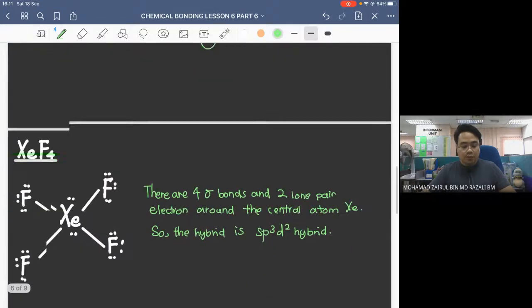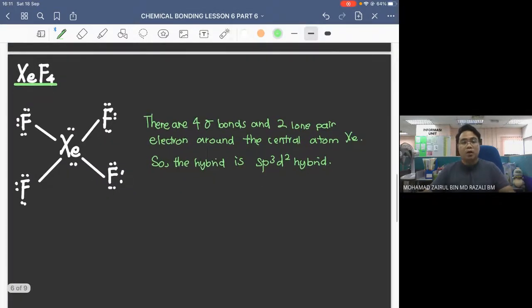Okay, so the next example is Xenon Tetrafluoride. If you draw the Lewis structure and then calculate the formal charge, each of the formal charge dalam setiap atom ini, kalau awak kira, awak akan dapat equals to 0. And if you look at the xenon, you have 4 sigma bond and 2 lone pair. So 4 plus 2 is 6. So the hybrid on the xenon is sp³d².